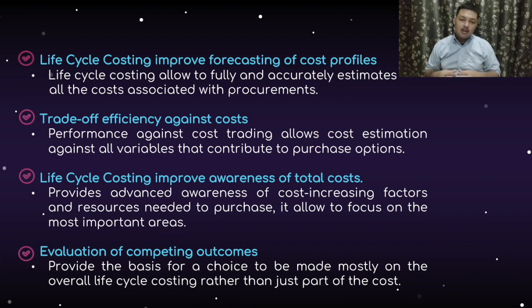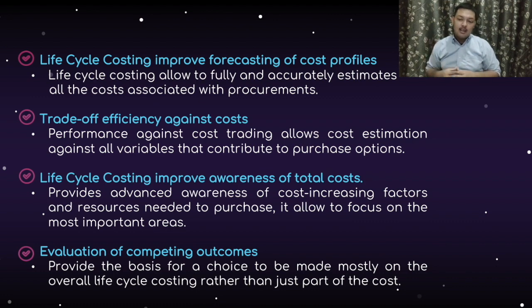Life cycle costing allows us to fully and accurately estimate all the costs associated with procurement. Hence, it will improve the accuracy in forecasting and decision making for future long-term expenditure. Number 2, trade-off efficiency against cost. Life cycle costing technique is not only the purchasing cost, but it also includes all the expense from the beginning of the stage until the end. Hence, the performance against cost trading allows cost estimation against all variables that contribute to purchase option.